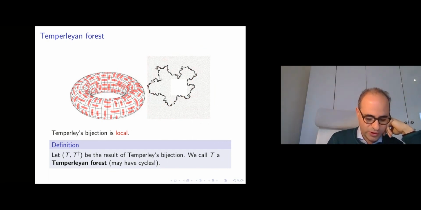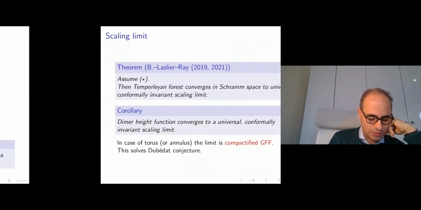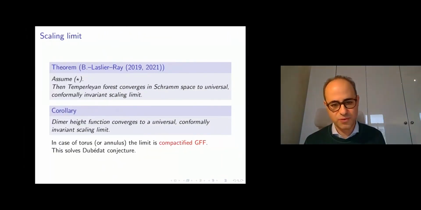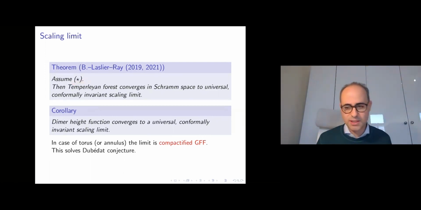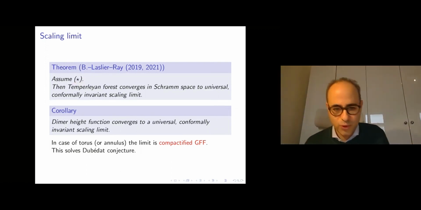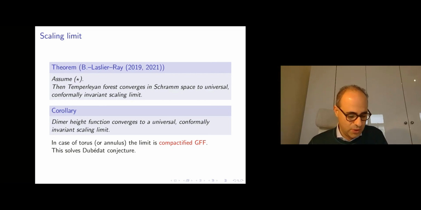And what we're able to prove is that we can describe this Temperleyan forest sufficiently well that we can prove these Temperleyan forests have a scaling limit. And the scaling limit is universal, so it does not depend on the details of the graph, so long as this assumption star is satisfied. So basically, that's again convergence of random walk on the surface to Brownian motion. And this limit is conformally invariant as well. So if you have a conformal map between two Riemann surfaces, then the limiting Temperleyan forest is really the same.